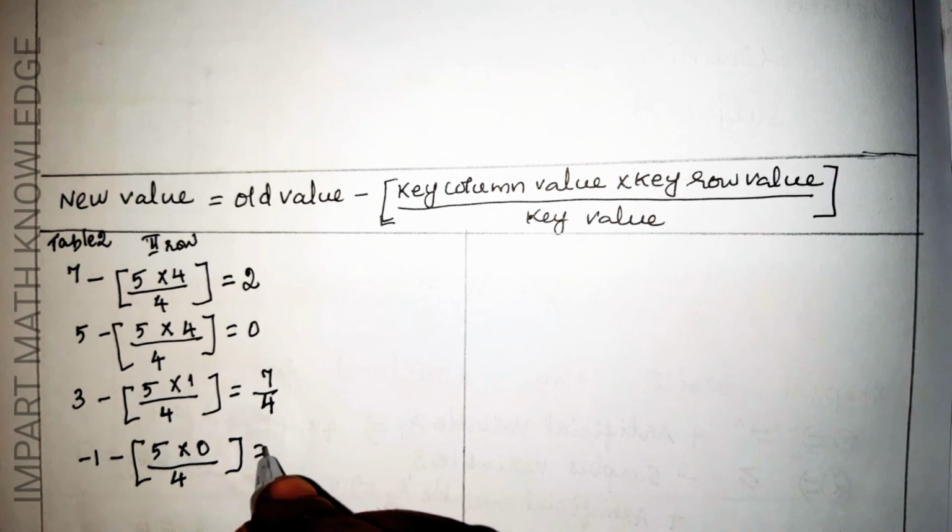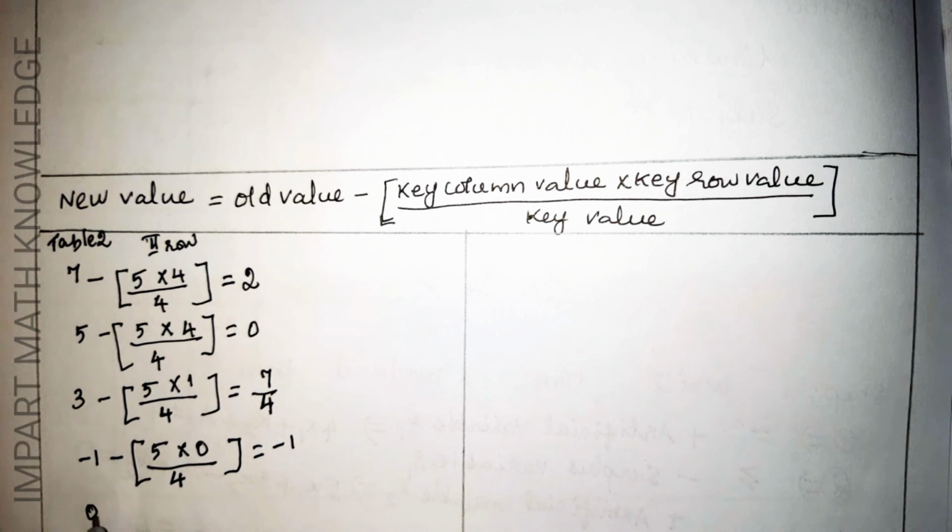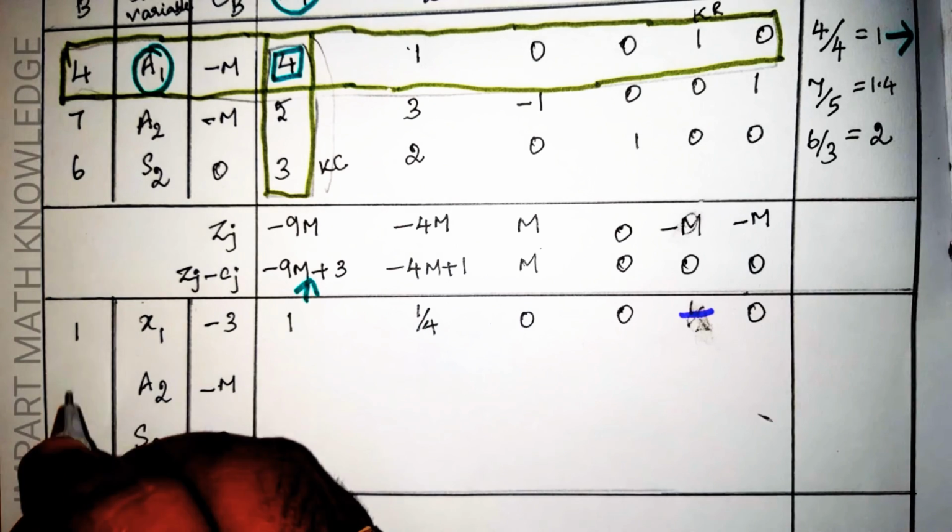So the value is minus 1. The next one is 0 minus key column value, key row value divided by key value, that is 0. Now the last value is 1 minus key column value into key row value divided by 4. So the value is 1. So let me write the second row.